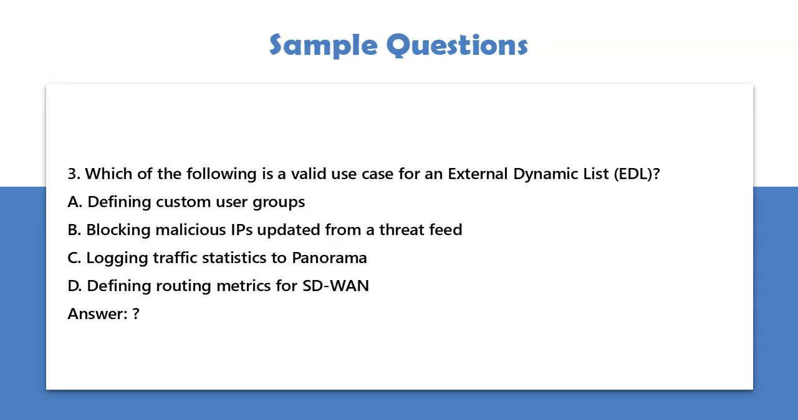3. Which of the following is a valid use case for an external dynamic list, EDL? A. Defining custom user groups. B. Blocking malicious IPs updated from a threat feed. C. Logging traffic statistics to Panorama. D. Defining routing metrics for SD-WAN.